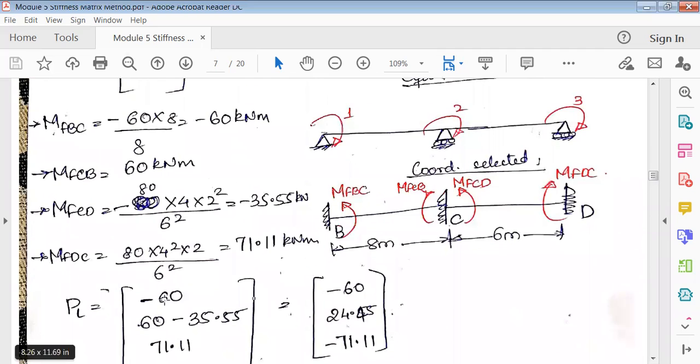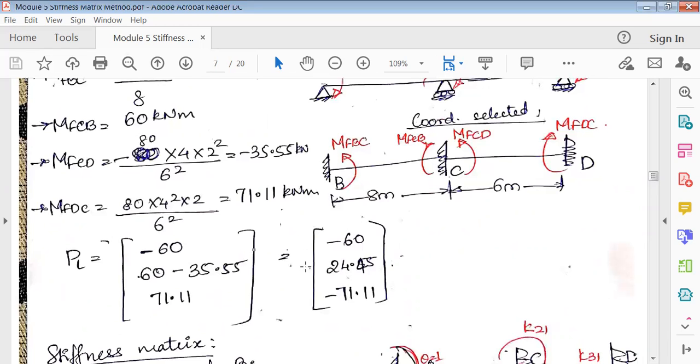First, MFBC, that is minus 60. Next, MFCB plus MFCD, this is the second joint. Okay, we've added this. And next is MFDC, which is 71.11. Then add these and calculate, and we'll get PL. Then we can use this value, P minus PL, later in the last equation.